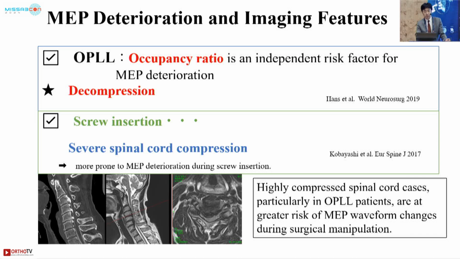OPLL was associated with lower MEP, and the MEP was more likely to decrease immediately after decompression. The risk of MEP decrease to less than 50% when screws are inserted prior to decompression is higher in patients with severe spinal cord compression with intramedullary signal changes on MRI. This suggests that patients with severe spinal cord compression may be more susceptible to waveform changes due to surgical manipulation.